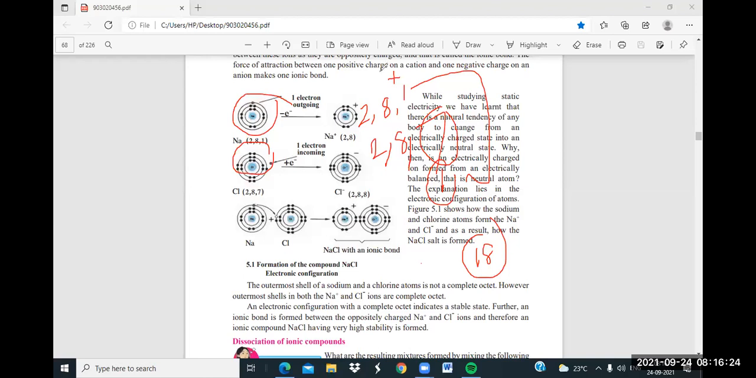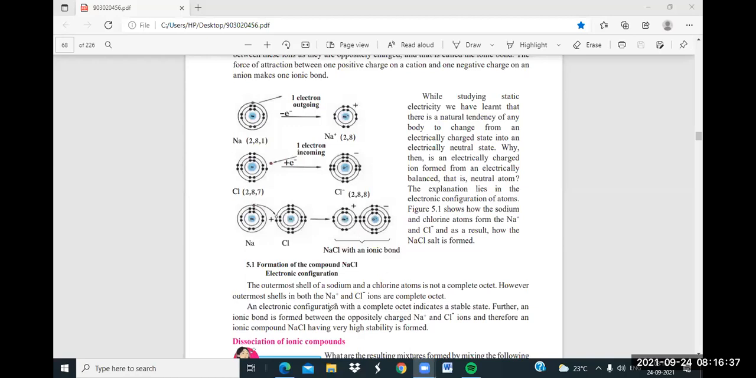Got it, everyone? Yes or no? Yes, sir. Any difficulty in it? No. See, very simple. If you know its atomic number, then we can easily write its answer. Somebody raise hand here. Anybody want to ask a question? Yes, Parth. No? Okay, can I take next?